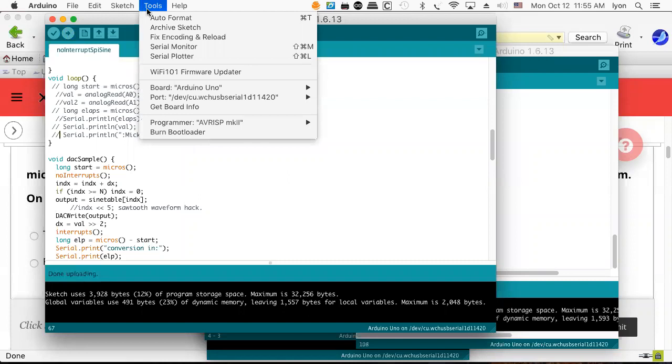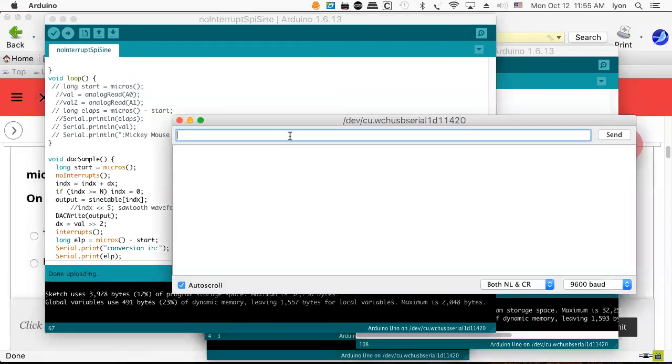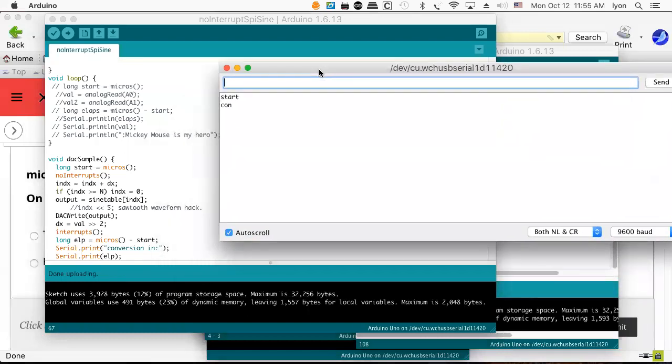I don't really know. I want the serial monitor, and it didn't print anything. What's going on? It printed start and then it printed con. Where on earth did it? Oh, it started printing conversion in and then it stopped. Gee, that's weird. Isn't that weird? I'm going to hit restart and see. This is unexpected behavior.